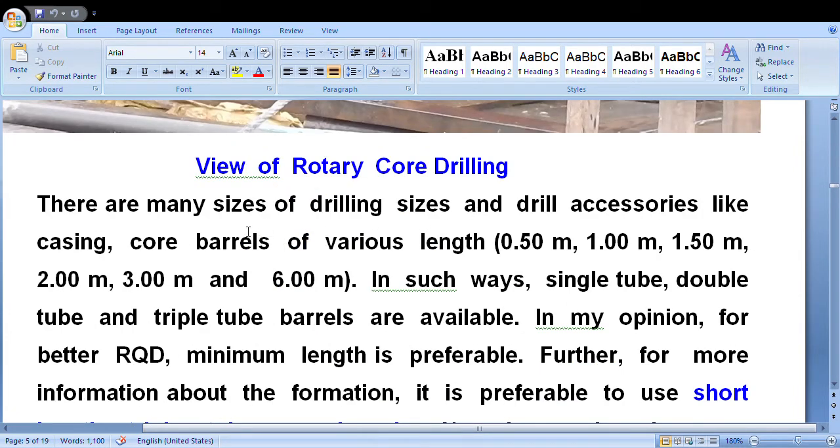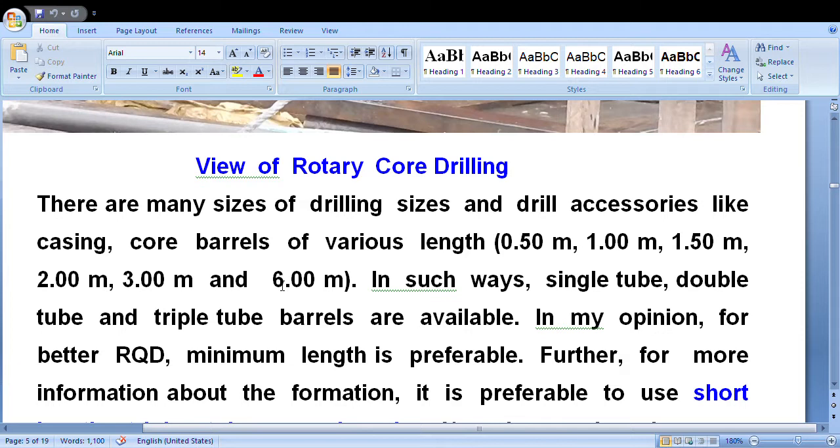There are many other drill accessories required, like casings, core barrels of various lengths, casing shoe bit, and a lot of other various requirements. These are available. Regarding barrel lengths, they are 0.5 meter to 6 meter.